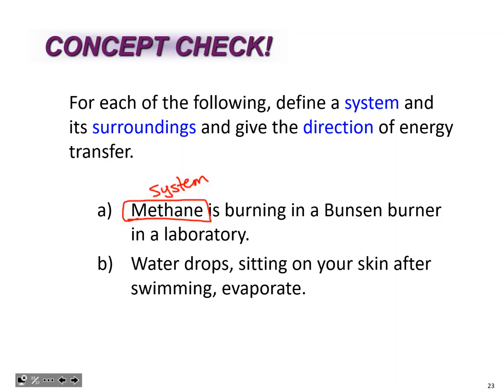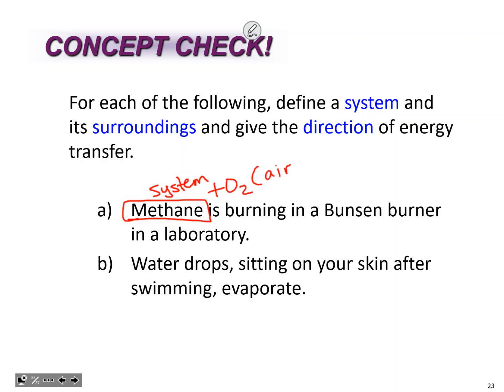Methane is one part of the system. Can anybody identify the second part of the system here? Methane alone by itself cannot burn. No, it's not the burner. The burner is in the surroundings as stated before. That is true. The system is made up only of the chemicals involved. So what's the other chemical involved here? Oxygen, because combustion requires oxygen.